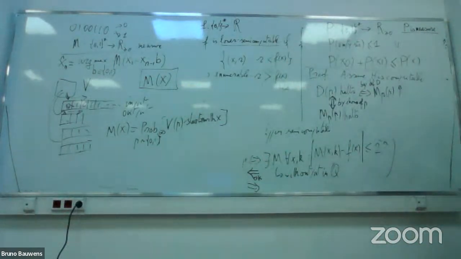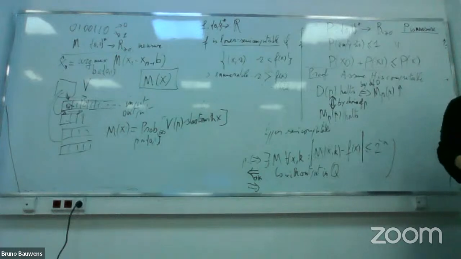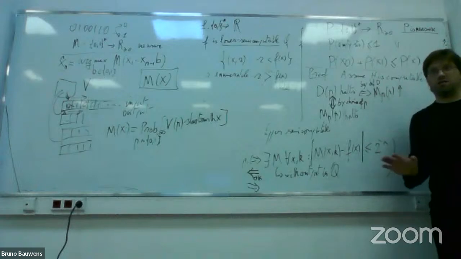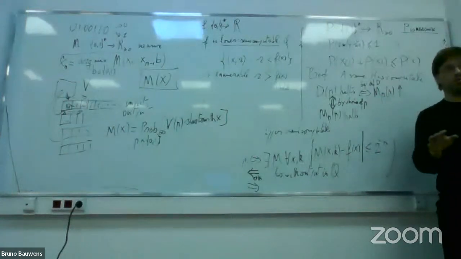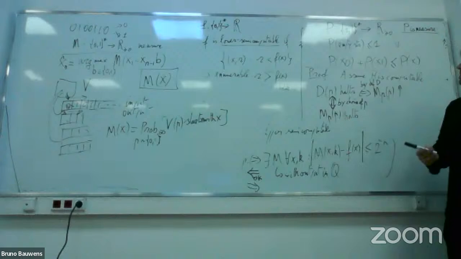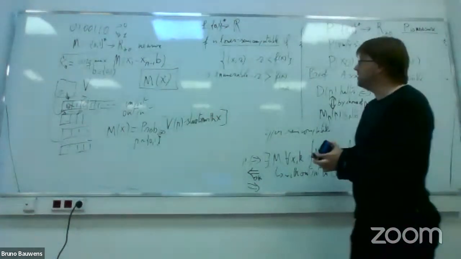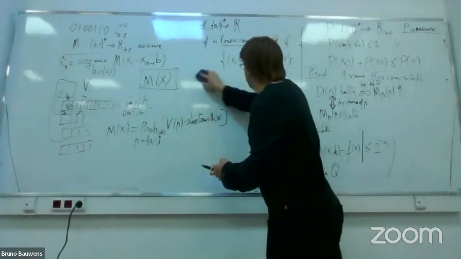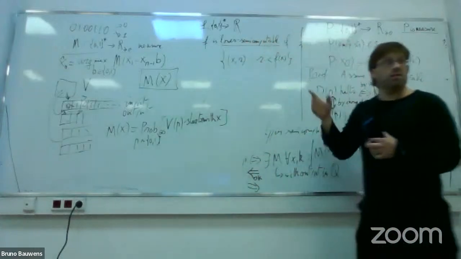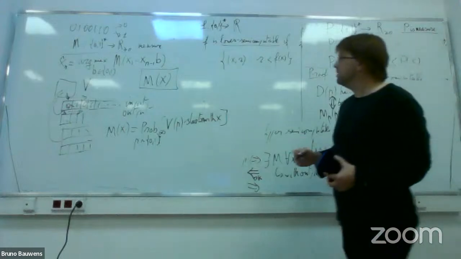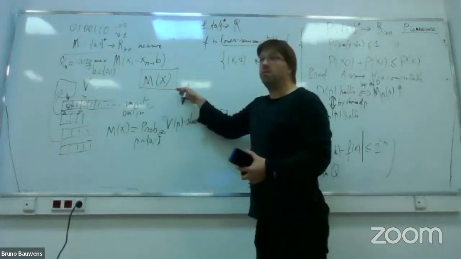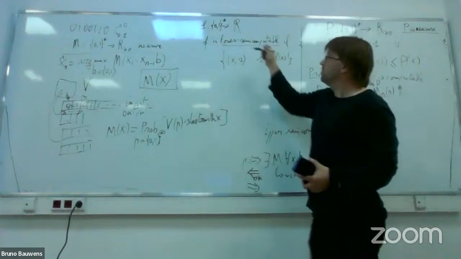Now, next question. Is M of X computable? It's not computable. I will prove it soon. But we have something better. Is it lower semi-computable? I still have my definition here. And I ask this to you, what do you think? Is M of X, so the function X goes to M of X, lower semi-computable?